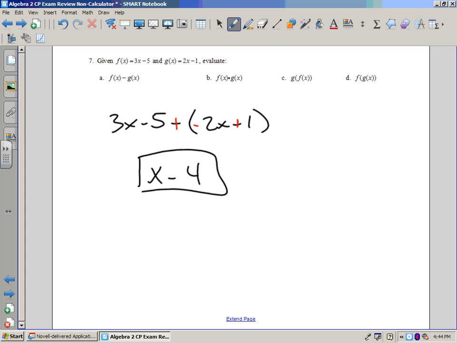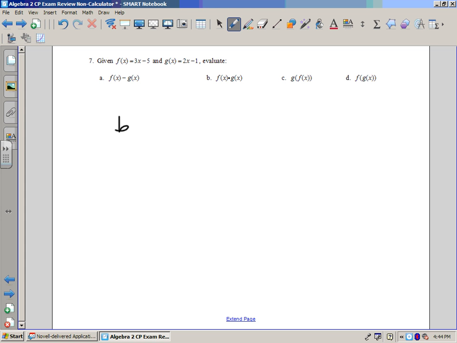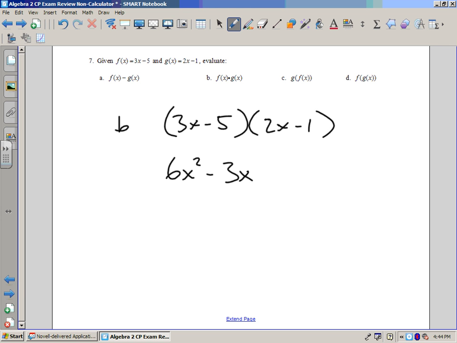F of x times g of x, we're going to do (3x minus 5) times (2x minus 1). When I distribute, I get 3x times 2x is 6x squared. 3x times negative 1 is minus 3x. Negative 5 times 2x is minus 10x. Negative 5 times negative 1 is plus 5. I get 6x squared minus 13x plus 5.